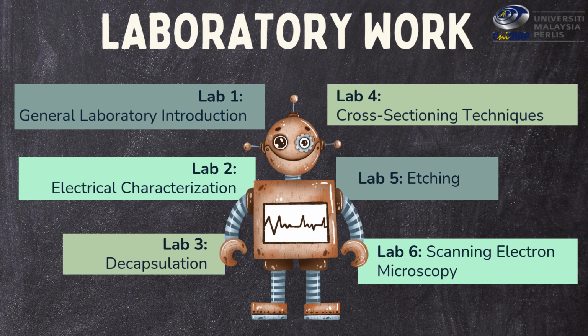Let's talk about the laboratory work, what you will do for the lab in failure analysis. We will have only 6 lab sessions. The first lab covers the general laboratory introduction, the second is electrical characterization, and then we have decapsulation. We proceed with the cross-sectioning technique for lab 4, lab 5 is etching, and the last lab is scanning electron microscopy. I hope you will enjoy each session of failure analysis, because this course is very different from other courses you have taken before. So let's enjoy it.